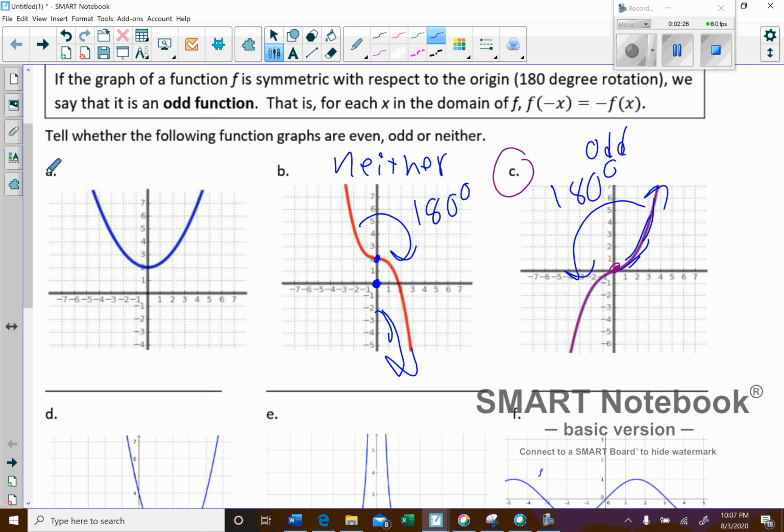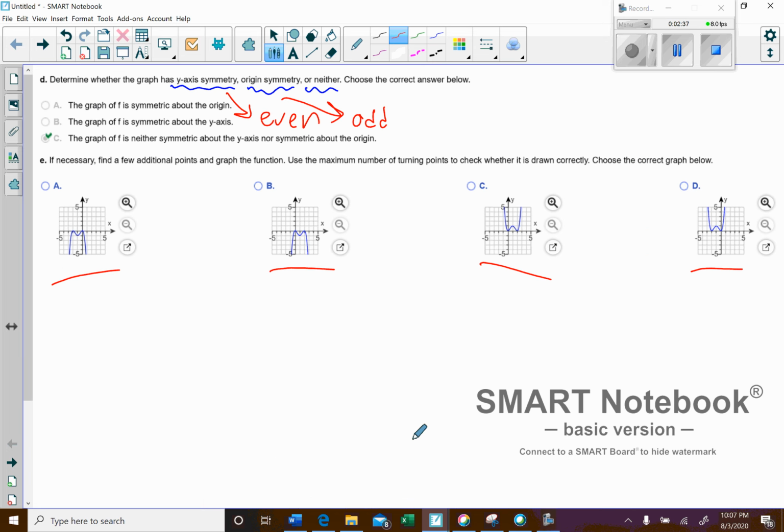Now, if you look at A, that's symmetrical to the y-axis, also known as being even. So hopefully that helps you out a little bit. Most of these are going to fall into the neither category. You will maybe get a couple that might be even or odd, but for the most part, most of these are going to come up neither.